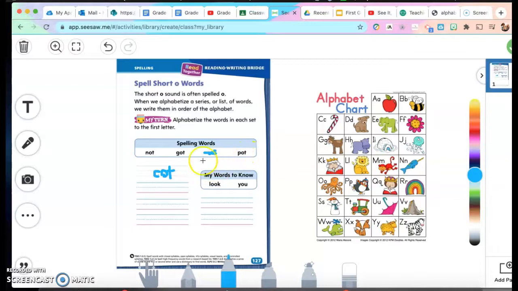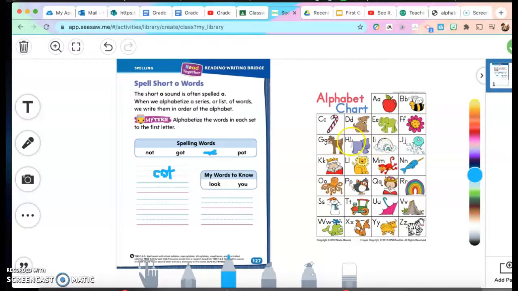Which word comes next in the alphabet? So we've got the word not, got, and pot. So what letter comes next? We already did the letter C, right? Because caught starts with C. So I'm going to look and see what word is going to be next.